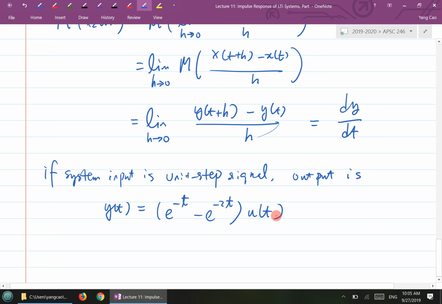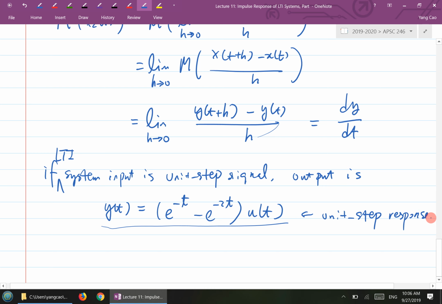If a system has an input which is a unit step signal, and its corresponding output is given here, I should say it's an LTI system. If the LTI system input is this, the output is this signal. This one here, sometimes we call a unit step response.